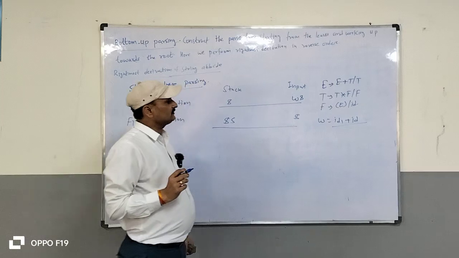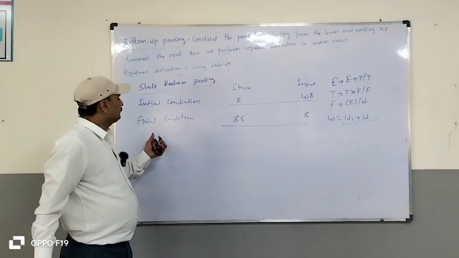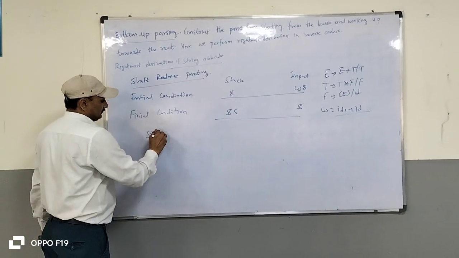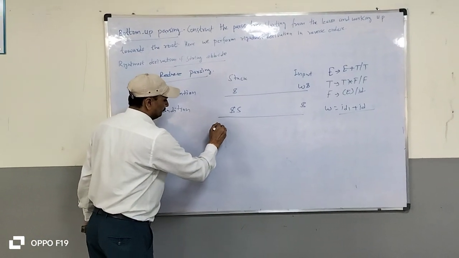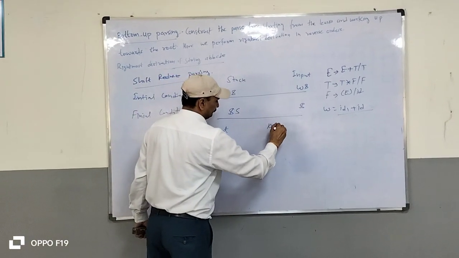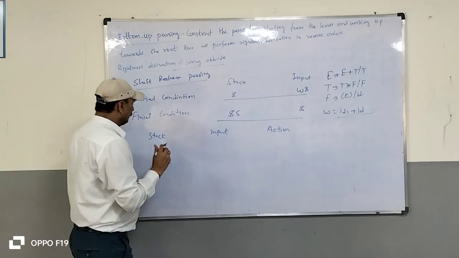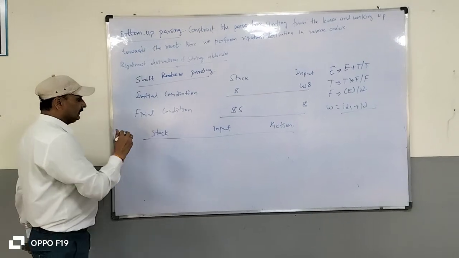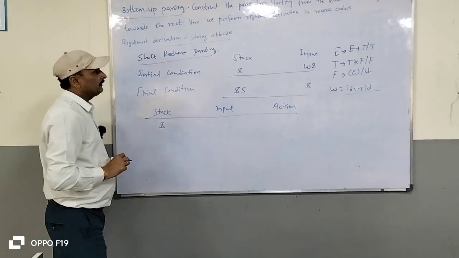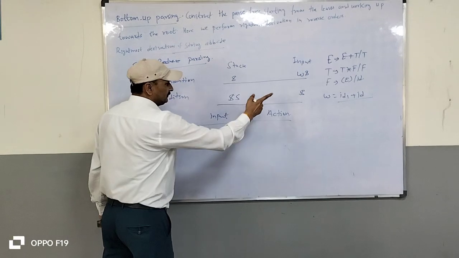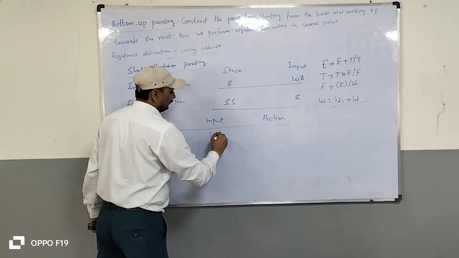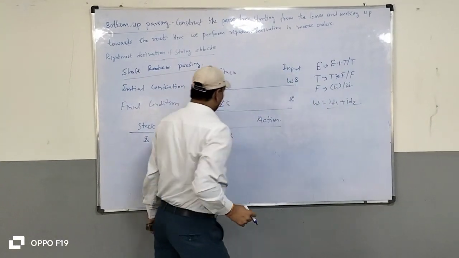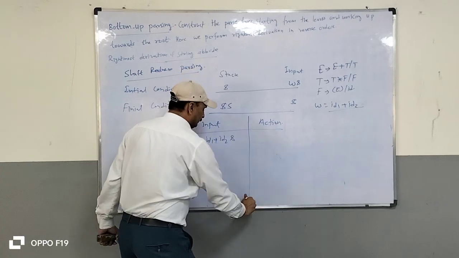Now we are going to parse this string using this grammar for shift reduce parsing. First of all, we are going to use a stack, then input, and then action. We start with the initial condition. Initially the stack is empty, so only dollar is there, and the input is w dollar. W means the string, that is id1 plus id2 dollar.